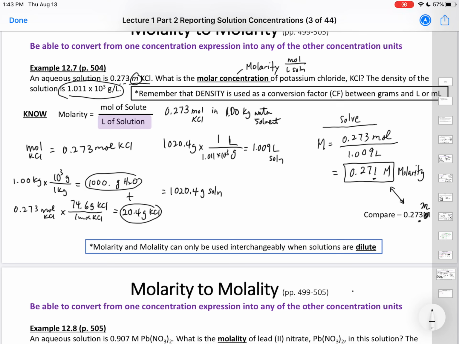This is often the case: the molarity and the molality are used interchangeably when the solutions are very dilute. The reason being the liters of the solution versus the kilograms of the solvent. In this particular case, there's 1.009 liters of solution, and there's 1,000 grams, or 1 kilogram, of solvent, or water in this case. They're almost the same.